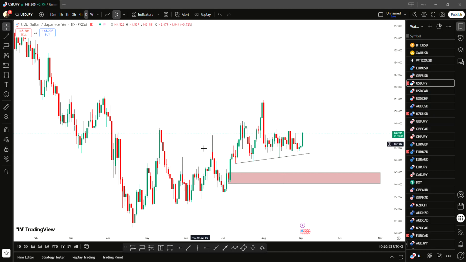Now there is a break of structure. So, I use this one, but some people can use this also. This one, clear break of structure. There was a supply zone here that has been taken out by this price action.